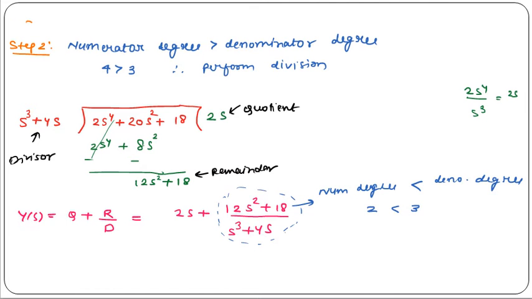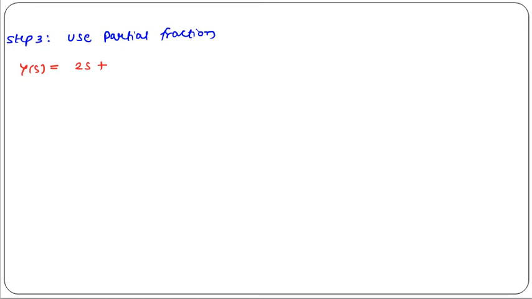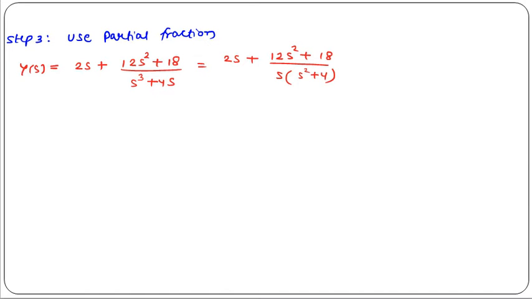then we are getting 12s square plus 18 divided by s cube plus 4 into s. Okay, so we can rewrite it as 2 into s plus 12 into s square plus 18. We can take s common from the denominator, then we are getting s square plus 4. Suppose this is equation a.